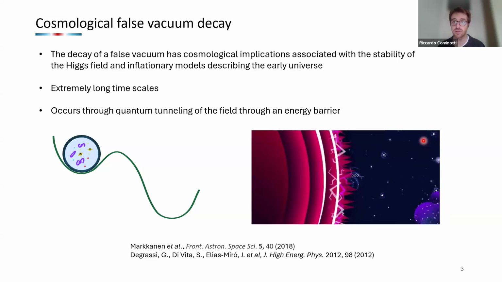For example, the measurement of the Higgs mass and of the top quark mass show that the potential in the Higgs field may show some kind of metastability, and in this case, our universe might lie in a metastable state, and it might decay towards the true ground state of the system, which is called the true vacuum, and in this way, it will generate a bubble of true vacuum, which will expand in the universe.